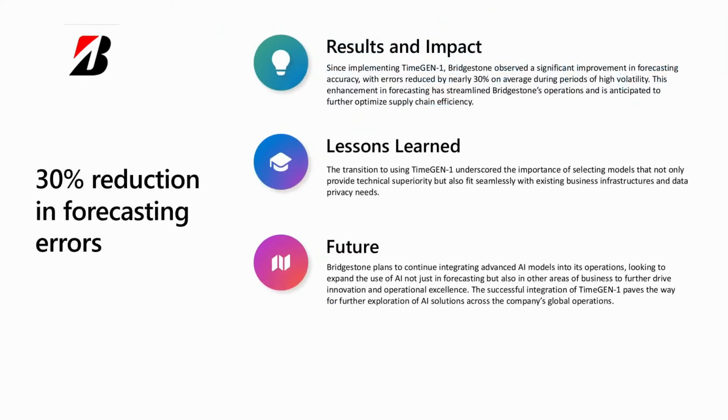And as you can see, since implementing TimeGEN-1, Bridgestone has observed almost a 30% reduction in forecasting errors, especially during periods of high volatility. And this enhancement in forecasting has streamlined Bridgestone's operations, and it is anticipated to further optimize their supply chain efficiency.